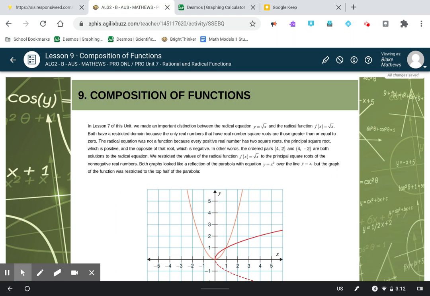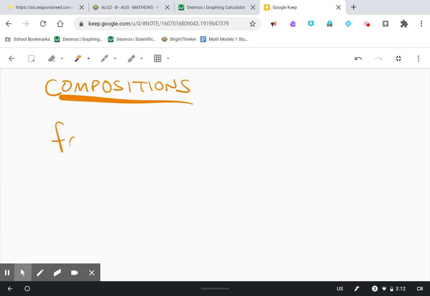All right, this is the Algebra 2, Unit 7, Lesson 9 video over the composition of functions. Composition is something that we've already covered in the course. Just to remind you what compositions are: compositions are when we take two functions, and I'll do an example unlike the ones that we're doing in this unit.